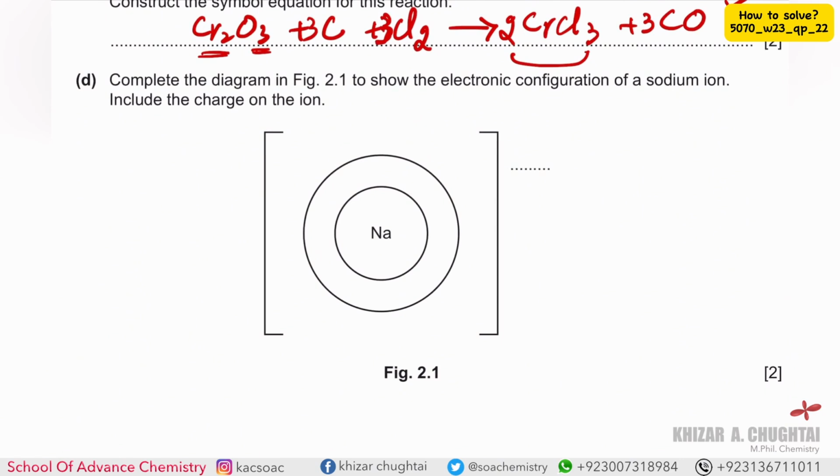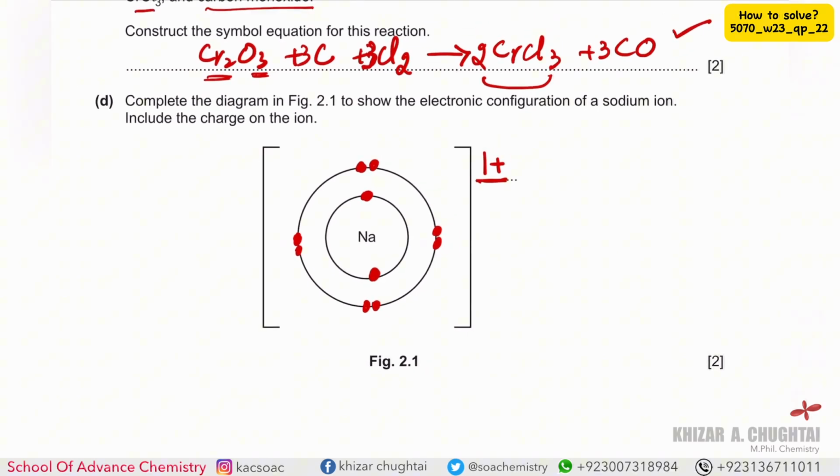D, complete the diagram in figure 2.1 to show the electronic configuration of a sodium ion. Include the charge on the ion. Sodium ion, you know, belongs to group number 1, so its charge will be 1 positive or 1 plus charge. In the first shell, that is the K shell, it has 2 electrons. In the second shell, it is going to have 8 electrons, so it has a complete octet, and it has a plus 1 charge over here. So that is the complete description.